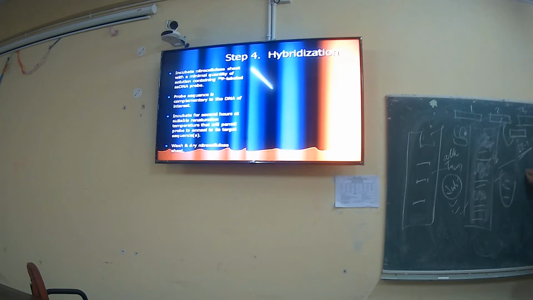When you incubate this nitrocellulose membrane with the probe, the probe will only bind on the single stranded DNA. It will not bind on the remaining sites of the nitrocellulose membrane. So first you have to block this membrane. You can use a 10% weight by volume BSA solution or any type of protein solution that can block the remaining hydrophobic interactions.